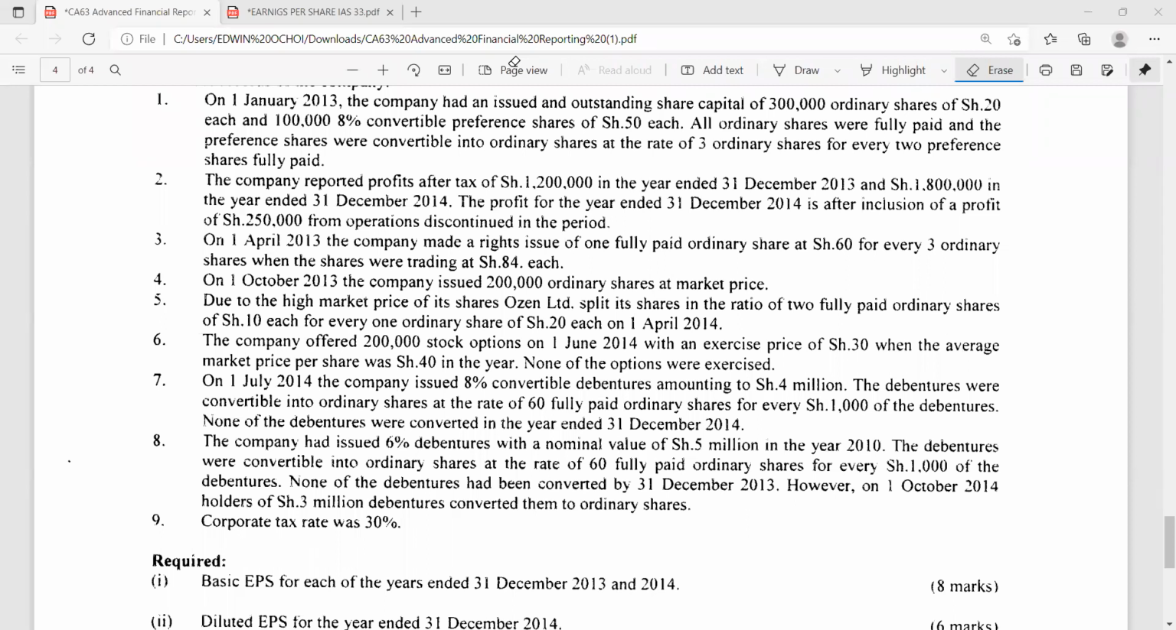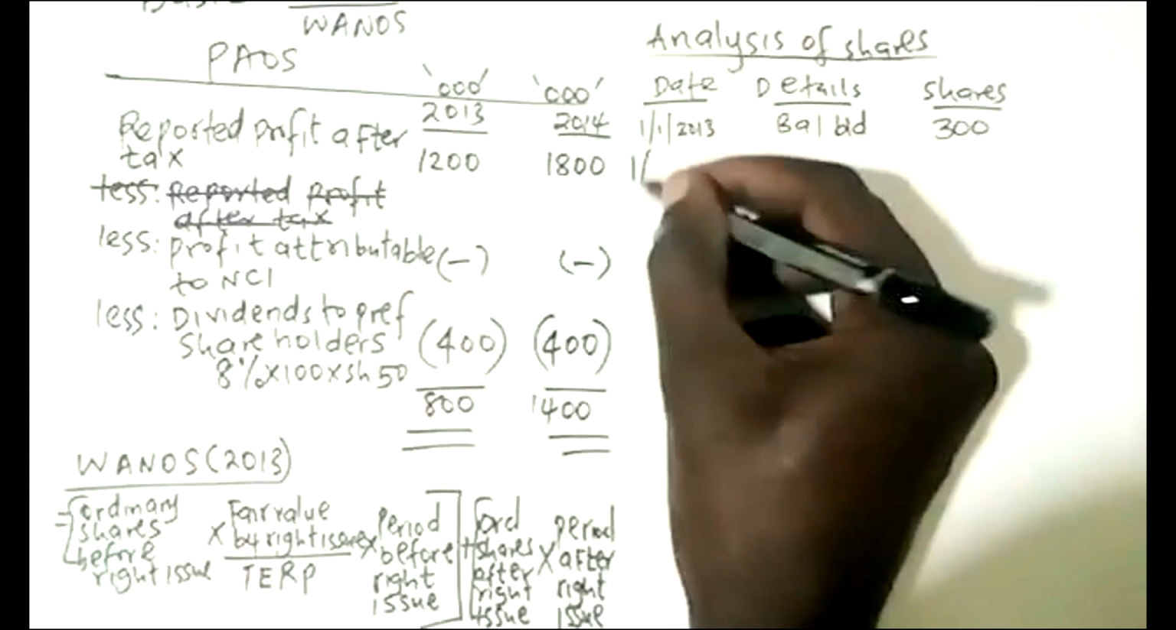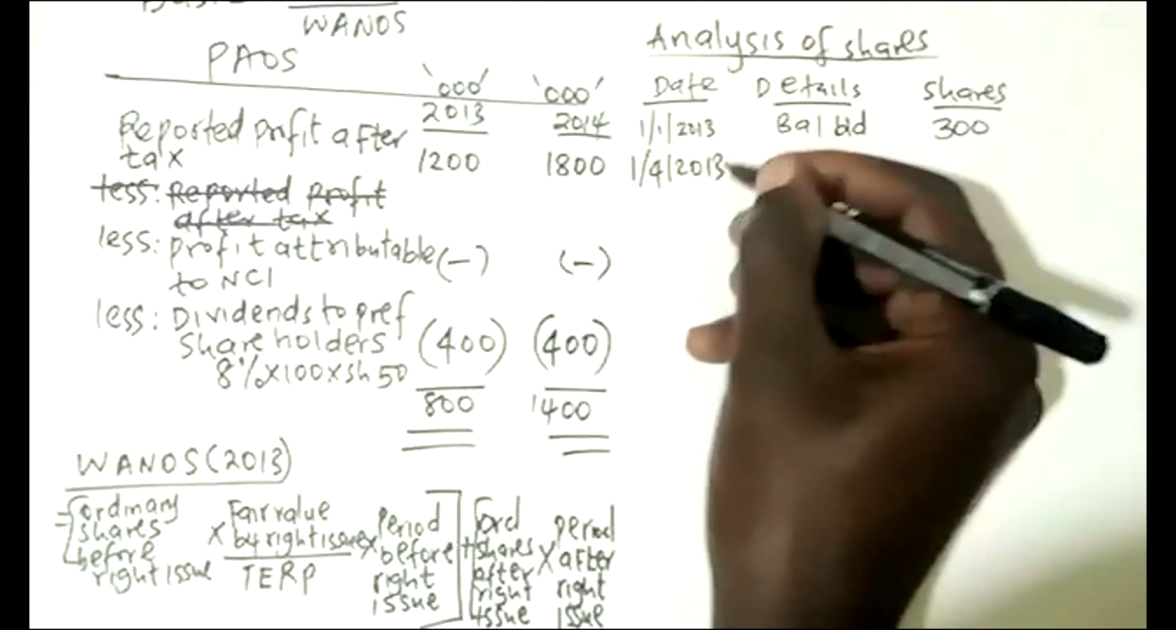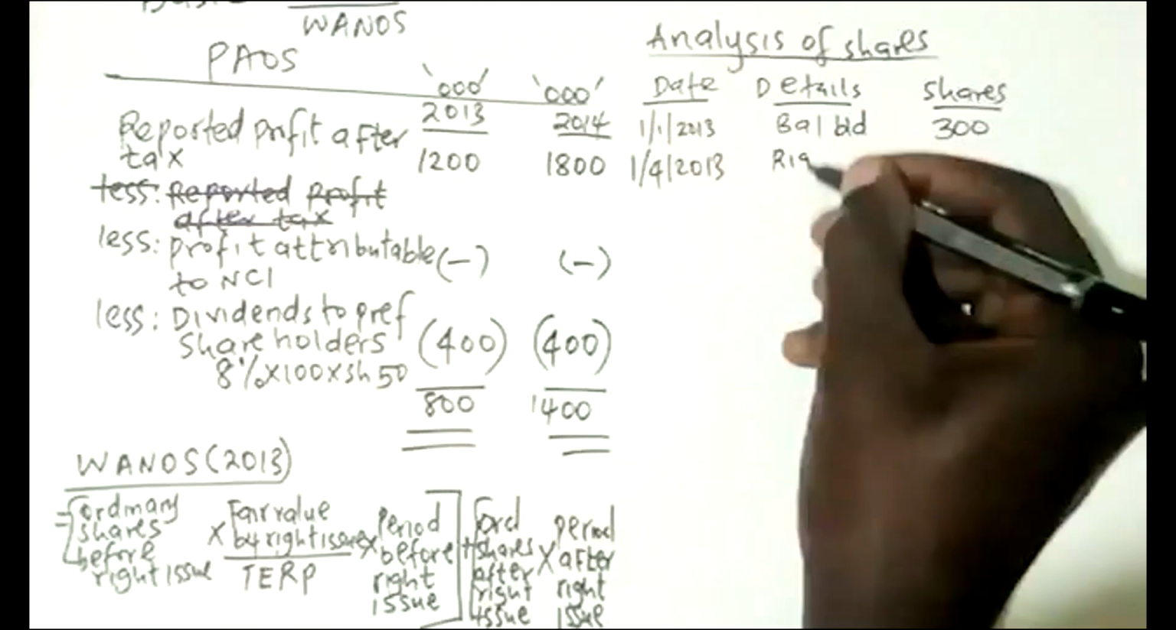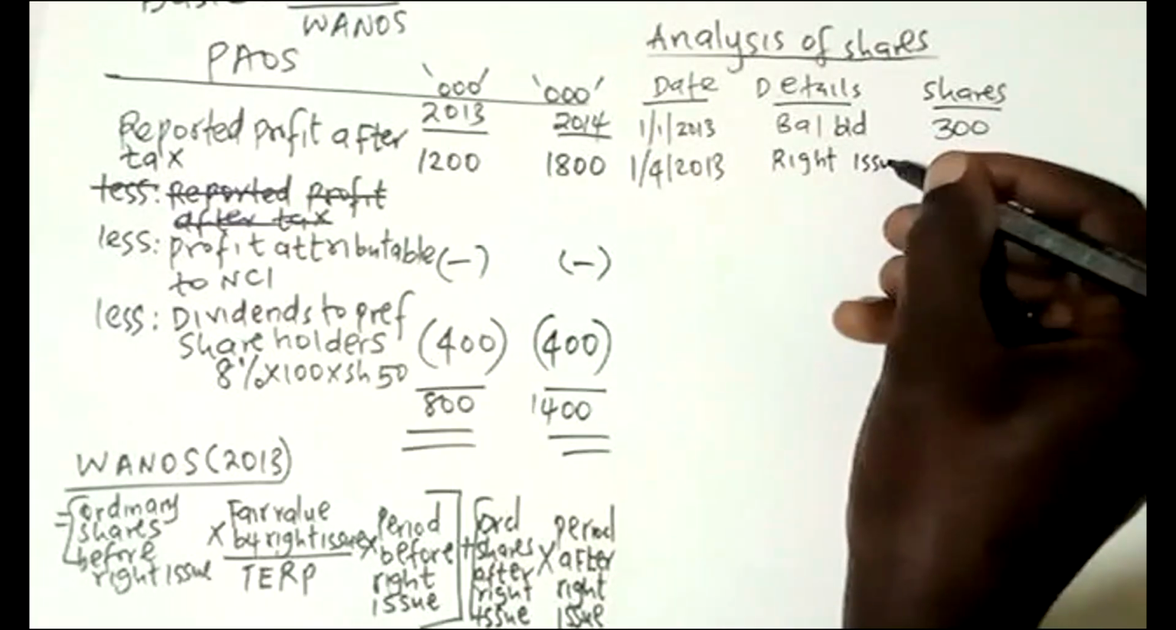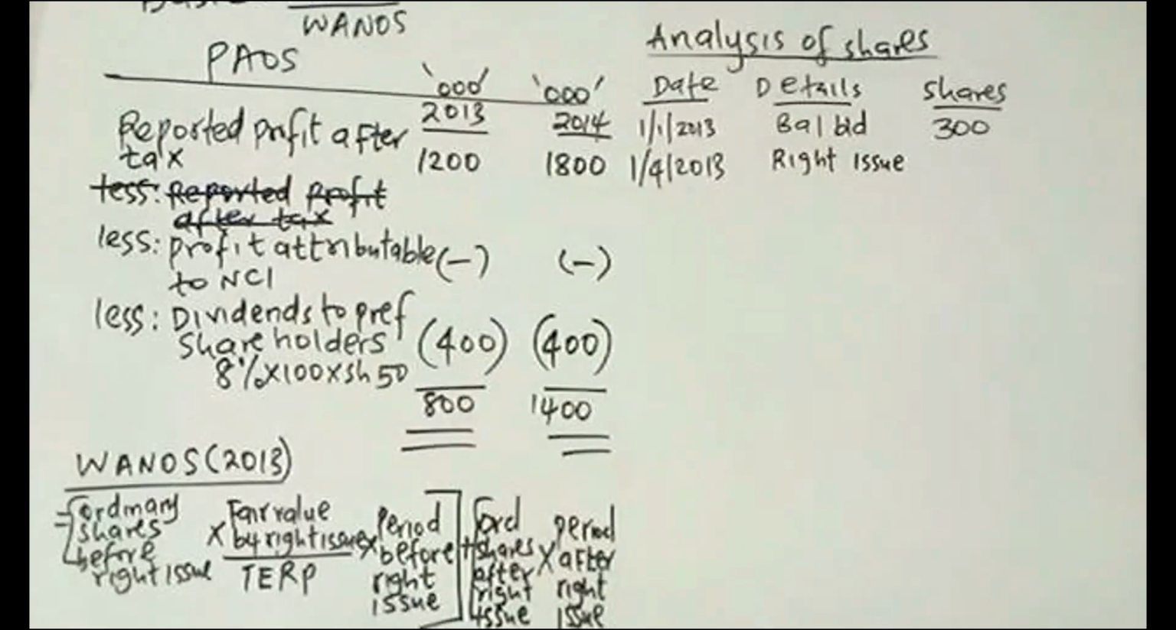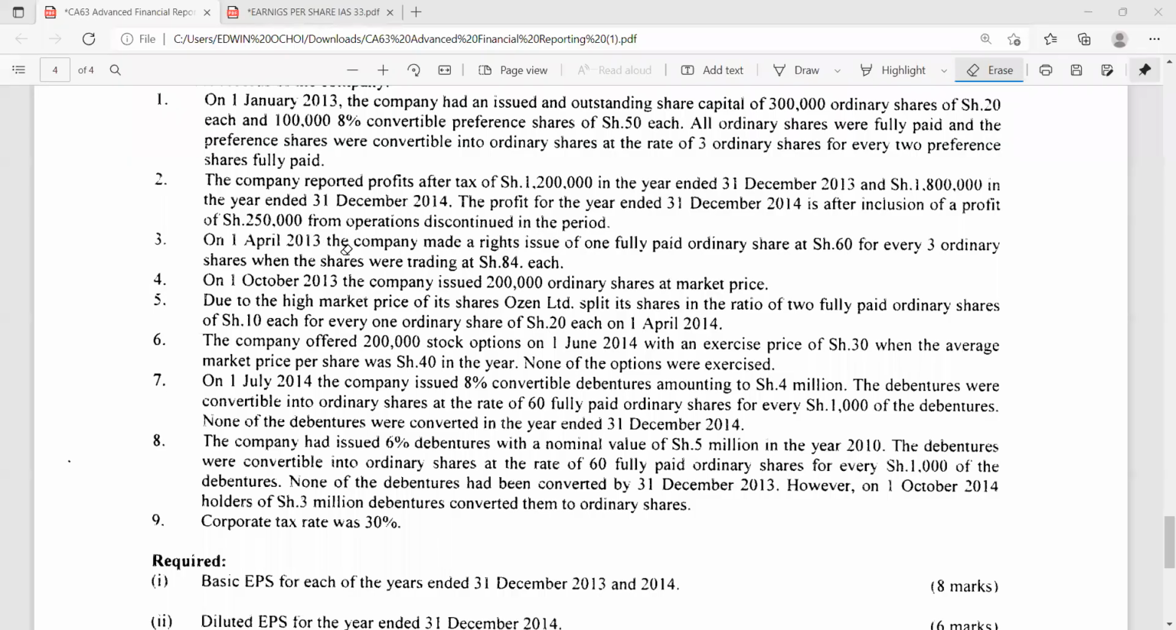So that is from which date? 1st April 2013. Right issue. So the shares which were issued through the right issue are in which proportion? They say that in Note 3, the company made a right issue of 1 fully paid ordinary share at Shilling 60 for every 3 ordinary shares when the shares were trading at Shilling 84.